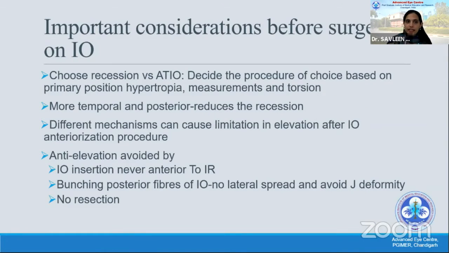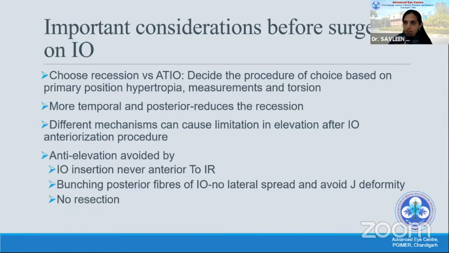So before considering any surgery on the inferior oblique, it is important that you choose the procedure depending on the primary position hypertropia, on the lateral gaze incompetence, the measurements, and also looking at the torsion effect, which sometimes is ignored when you look at clinical inferior oblique overaction. The more temporal and more posterior you put the inferior oblique, the more it reduces the effect of the recession, and different mechanisms can cause limitations to this elevation after an inferior oblique procedure. We have to make sure that whatever surgery we are choosing, the insertion of the inferior oblique should preferably not be put anterior to the inferior rectus.